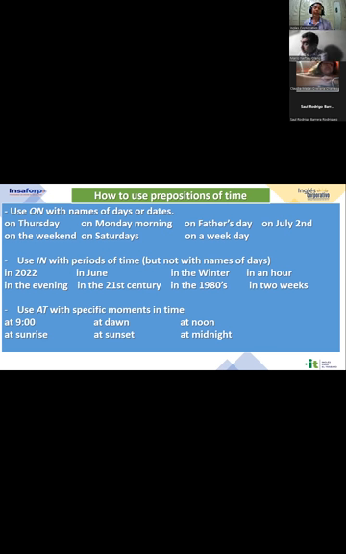In the evening. In June. In the 21st century. In the winter. In the 1980s. In 2 weeks. So we use in with certain periods of time. Si el on se usa con días y con fechas, right? In se usa con periodos de tiempo, okay?